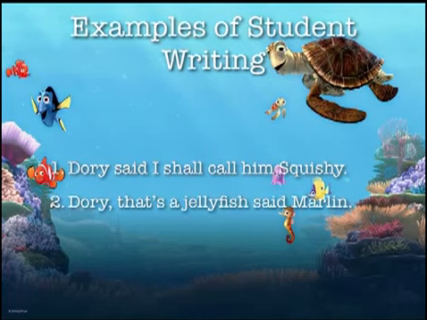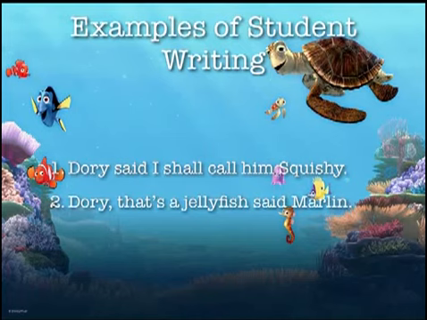Here, we have two sentences without any dialogue punctuation. Dory said, "I shall call him Squishy," and Dory, "That's a jellyfish," said Marlin. First, we want to identify the spoken portion of this text. This time, the sentences do give us clues. Sentence 1 tells us what is being said within the phrase, Dory said. This tells us that whatever comes next must be the spoken part of the sentence. So, we should put quotes around the phrase, "I shall call him Squishy."